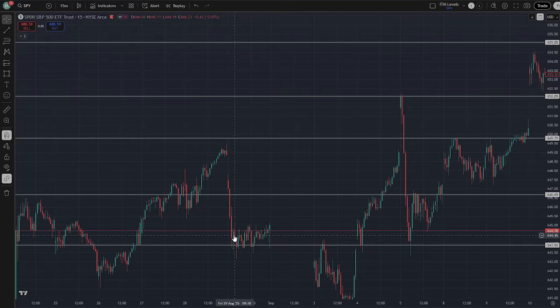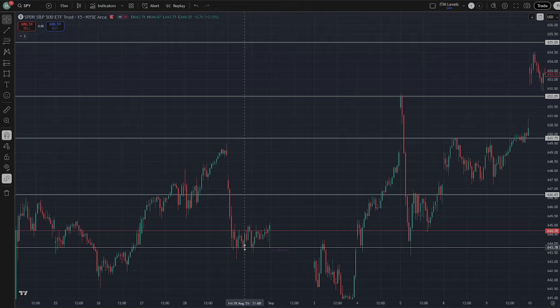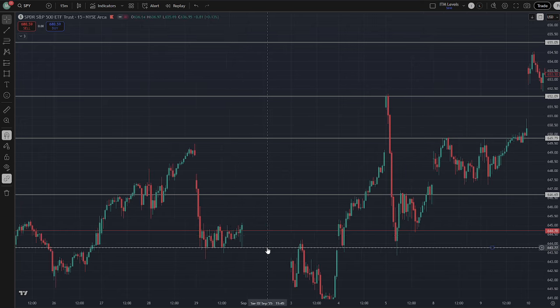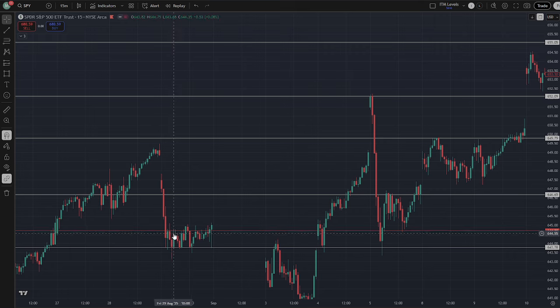Right here we can see we chop between the supply and demand zone. I'm probably gonna move this key pivot a little bit down right here. But this one right here, it was just a chop day after we got the push down right here. It was a hard chop inside of the demand zone.